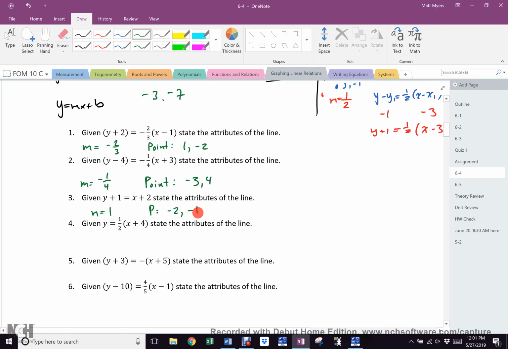Negative 2, negative 1. Perfect. What's our slope in 4? 1 over 2. So what are my options? Up 1, right 2, or down 1, left 2. And what's the point? It's tricky. Negative 4 and 0.